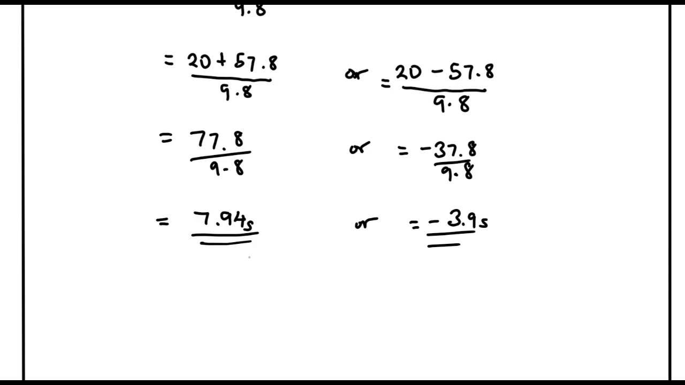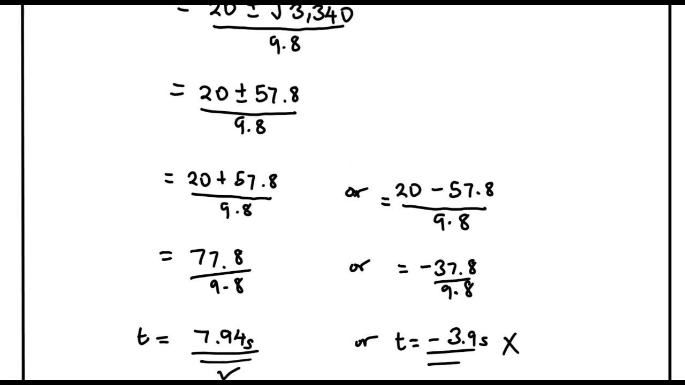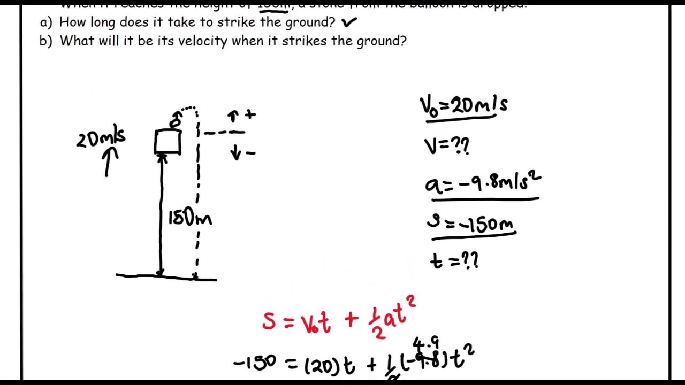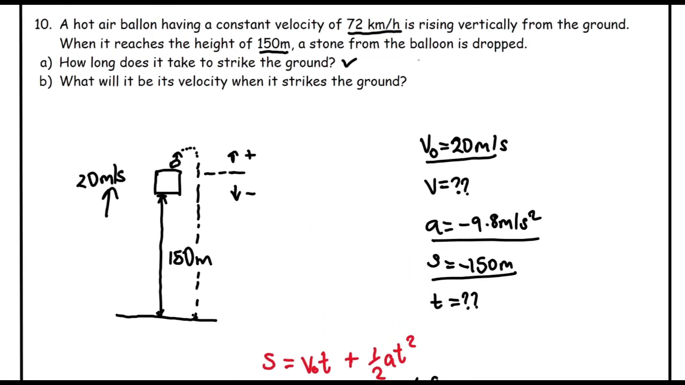Which answer should we take between t equals 7.9 or t equals negative 3.9? Because time can never be negative, this one is wrong. So we'll take t equals 7.94 seconds. Therefore, our final answer is t equals 7.94 seconds.